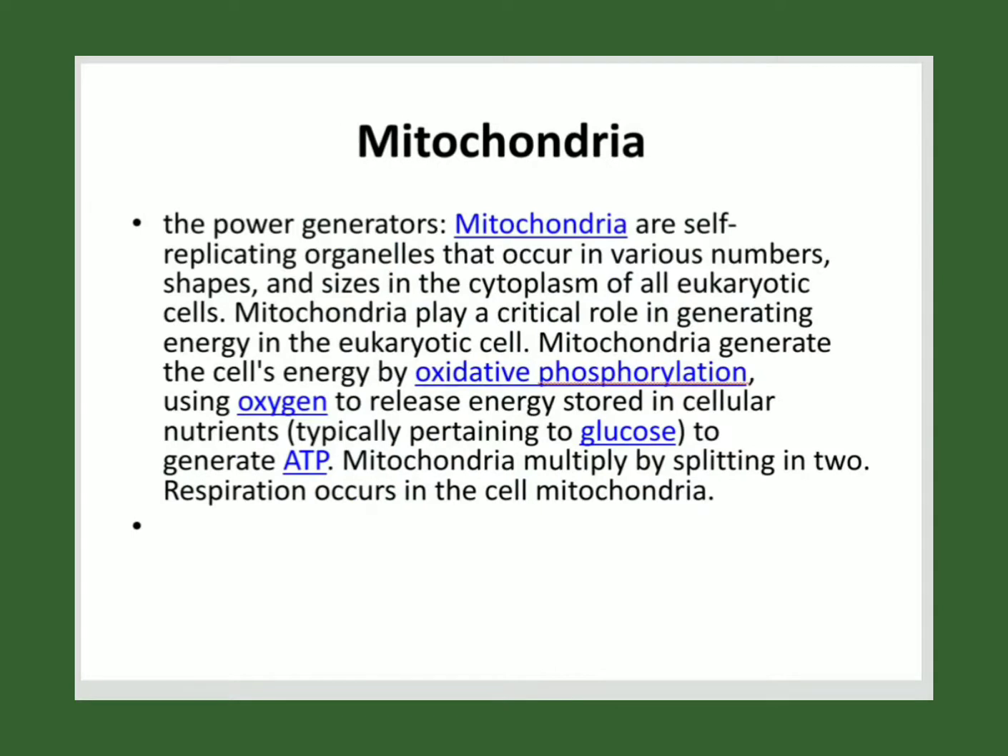And next, mitochondria, which is the powerhouse of the cell. It is a self-replicating organelle that occurs in various numbers, shapes and sizes in the cytoplasm of all the eukaryotes. Mitochondria play a critical role in generating energy, that is, they synthesize ATP. It generates the cell's energy by oxidative phosphorylation, using oxygen to release energy stored in the cellular nutrients to produce ATP. Mitochondria multiply by splitting into two. Respiration occurs in the cell mitochondria.